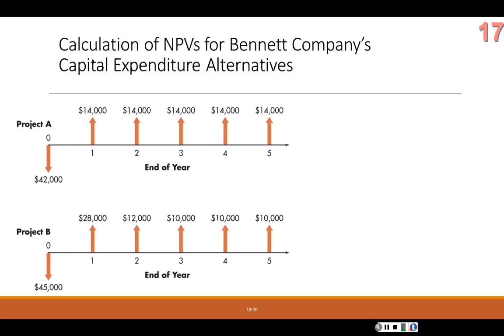So using the same example, the Bennett Company, we can calculate the net present value. You've already used the net present value function on your calculator. Now we're just going to be including a cost. So we can use the NPV function on our calculator. First, we need to input the cash flows. To enter in these cash flows, you need to enter them into your cash flow worksheet.